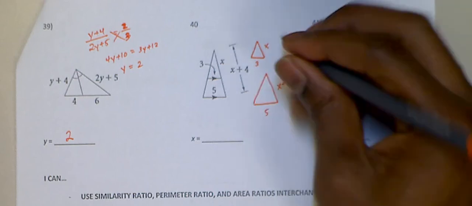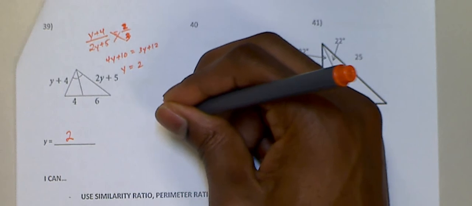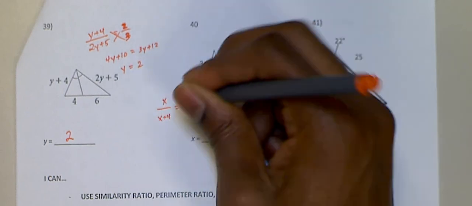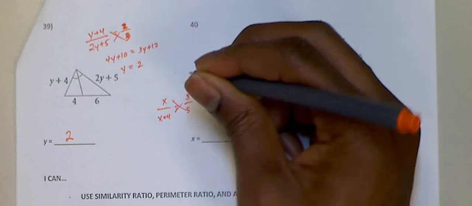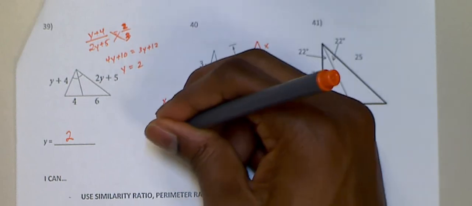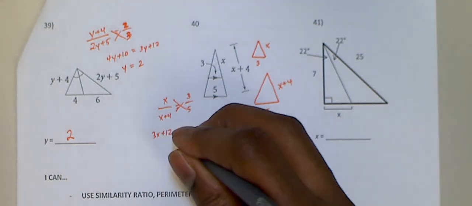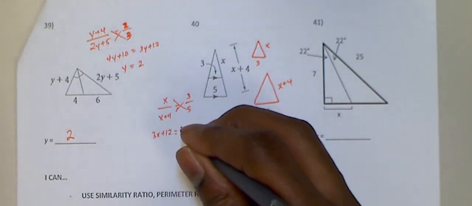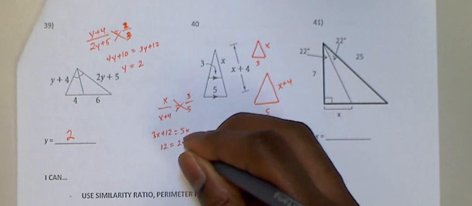So x over x plus 4 should equal 3 over 5. Cross multiply, 3x plus 12 equals 5x. Subtract 3x from both sides, 12 equals 2x. Divide by 2, x equals 6.